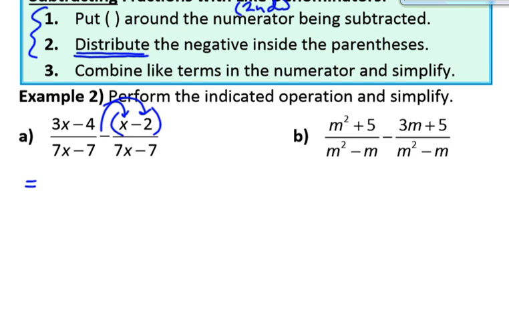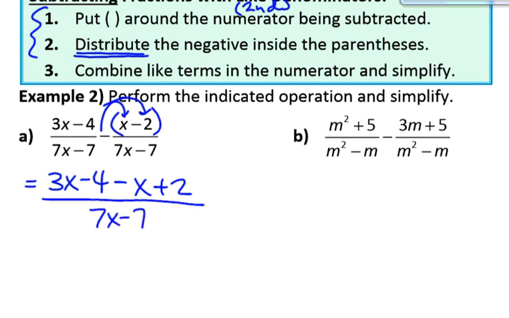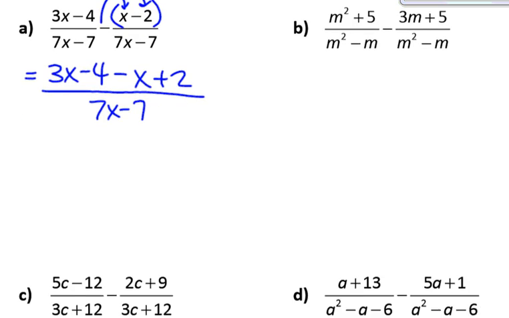Okay, so we have 3x minus 4, that stays the same. Now I'm going to distribute the negative. So I have a minus x, and then a negative times a negative 2 will become a positive 2. Now I can go ahead and say all of that will be over that common denominator, 7x minus 7. Okay, now before I can start factoring, I have to combine like terms, because I haven't done that step yet. All I did was change the signs of the second numerator. So now I'm going to combine like terms.